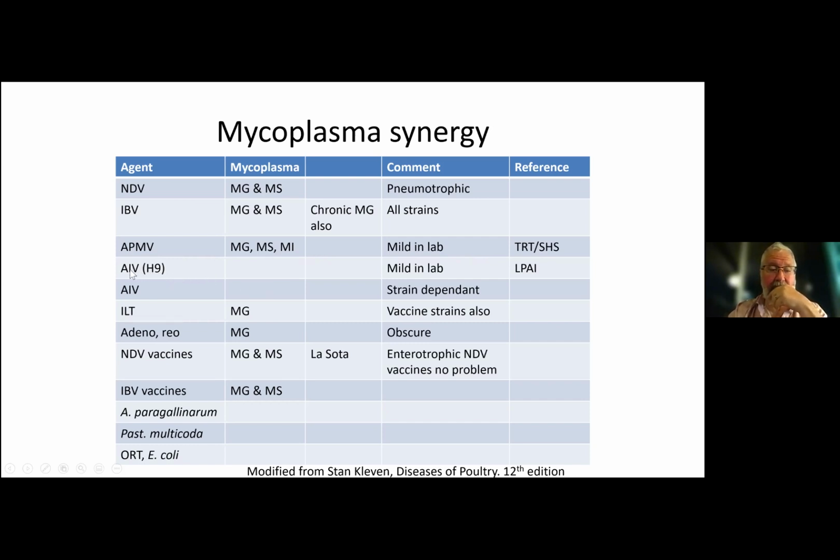In avian influenza, especially low pathogenic ones, can be very mild in the lab, but in the field they cause a lot more problems, and I think that's because of the co-infection with Mycoplasma. ILT, including vaccine strains, can be aggravated by Mycoplasma infection, and there's some other ones as well down here. In birds in actual lay, certainly coryza and Pasteurella can be aggravated. I'm sure ORT and E. coli can be as well, with mycoplasma, synergistic infections with mycoplasma.